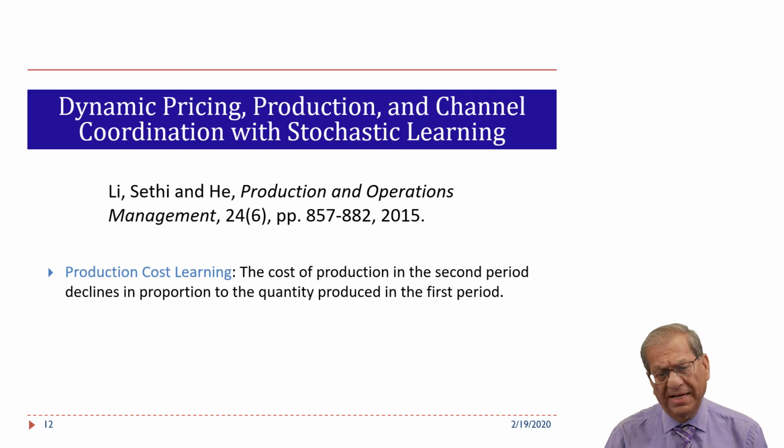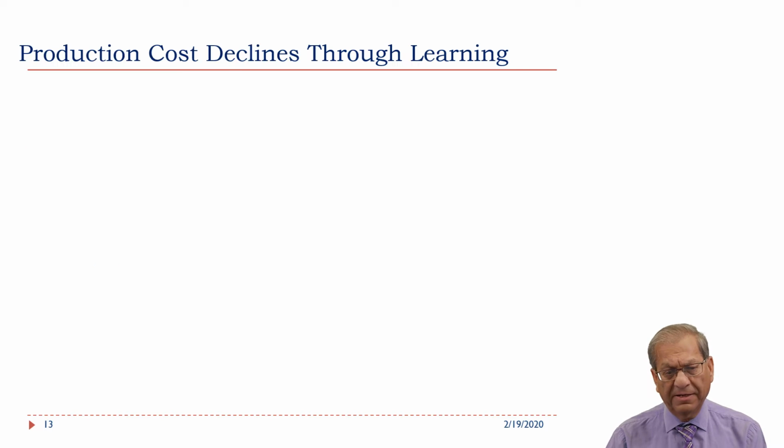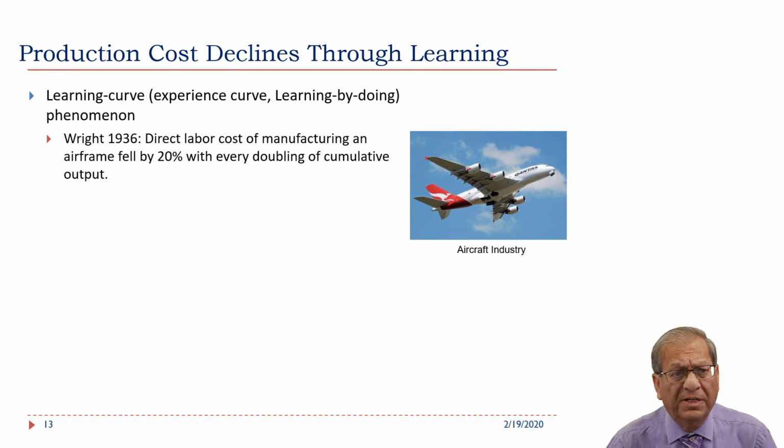We will now apply this model of feedback Stackelberg solution to dynamic pricing prediction and channel coordination with stochastic learning. This is a paper I wrote in 2015 and it is published in Production and Operations Management. The paper involves learning in the cost of production. The learning in cost of production comes through cumulative production, from which the person gets experience. This is called a learning curve. It's also called an experience curve. It's called learning by doing.